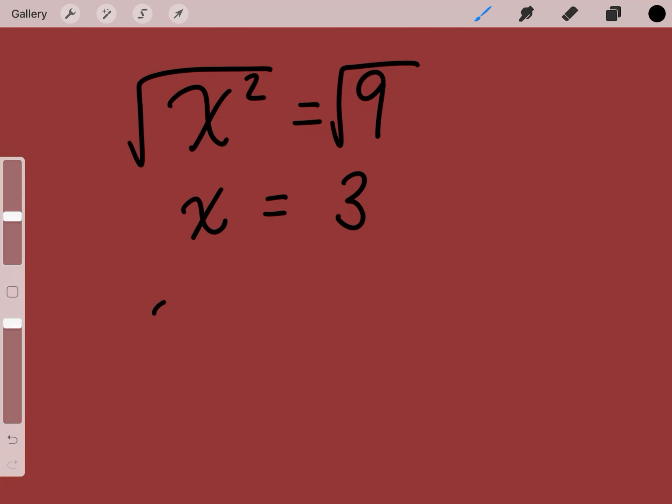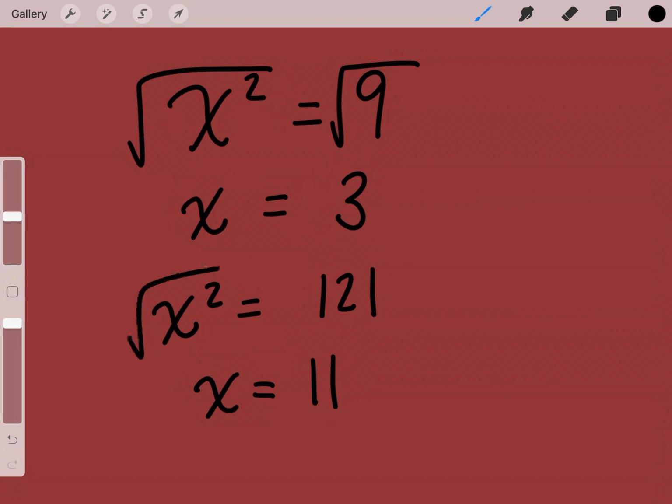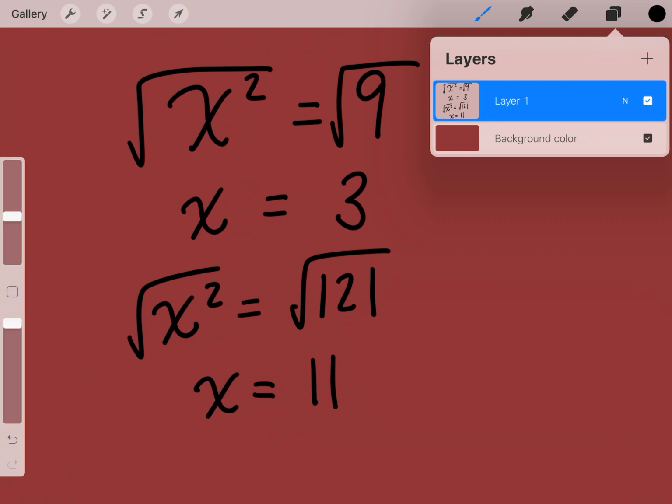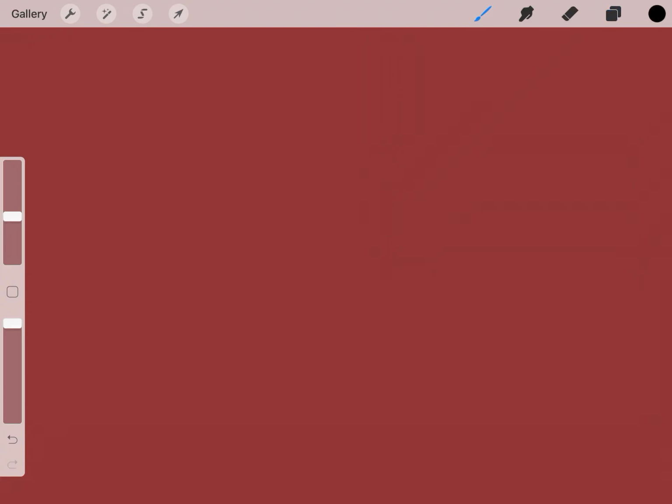Now you give it a try. X squared equals 121. What's the value of x? Right, it's 11. Very good, because we take the square root of each side and we get x equals 11. So let's see when we bring that up a level.